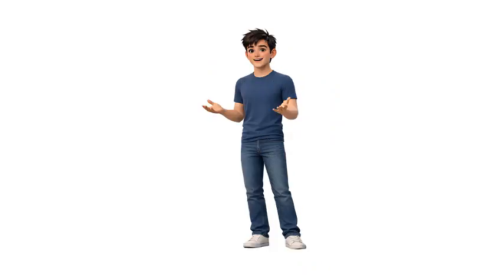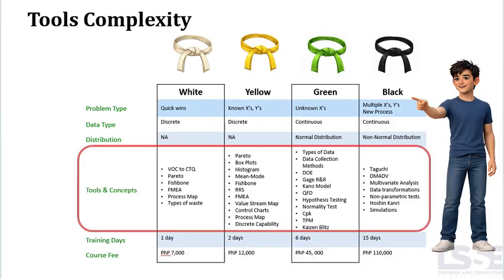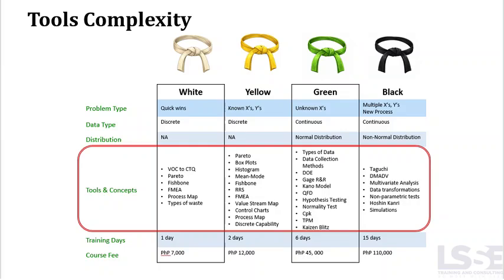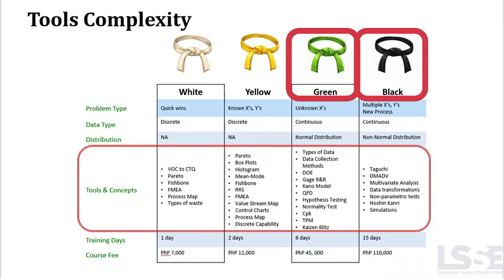Now you might be asking, what are the different belts in Lean Six Sigma? Let me show you a simple way to understand the progression. In the early days, Lean Six Sigma mostly had two levels, green belt and black belt. Those were the main practitioners doing improvement projects.